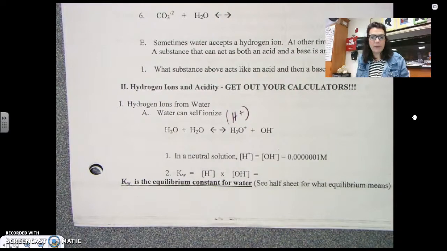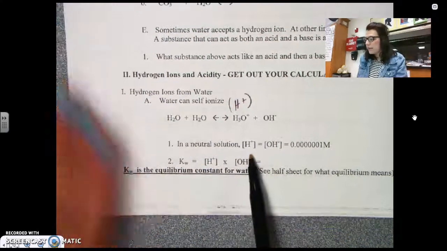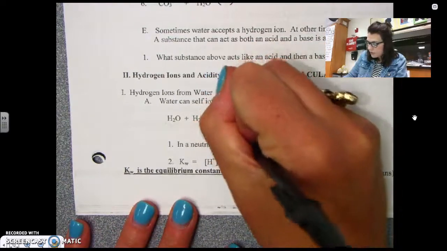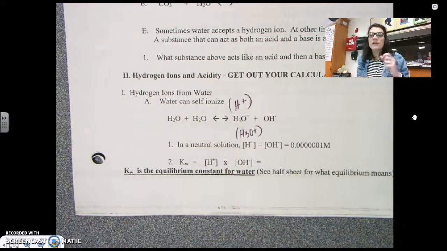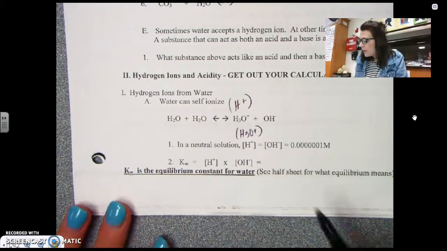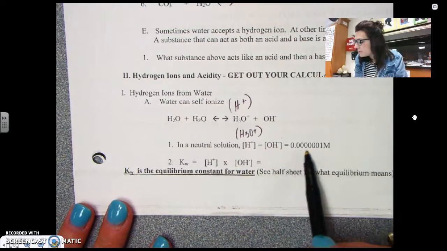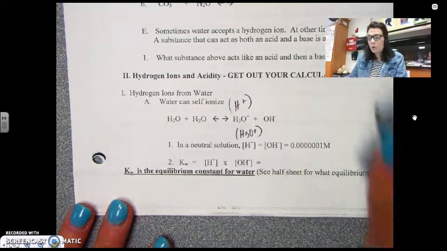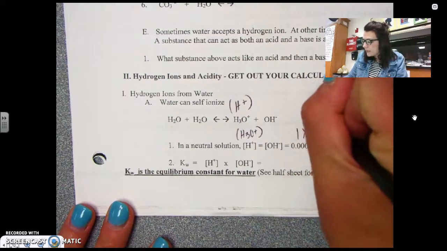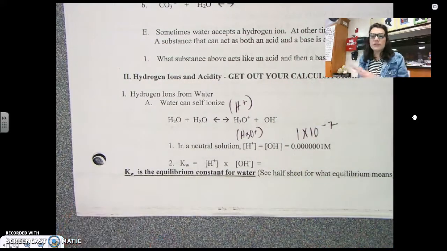and OH minus, okay? In a neutral solution, so you guys know neutral means a pH of 7, in a neutral solution, the H plus concentration, or like we have written up here, the H3O plus concentration, is equal to the OH concentration, which means nobody wins, okay? And that's why we get a pH of 7, okay? And that is 0.000001 molar, which is equal to 1 times 10 to the negative 7th, okay? So let's think about this for a second.